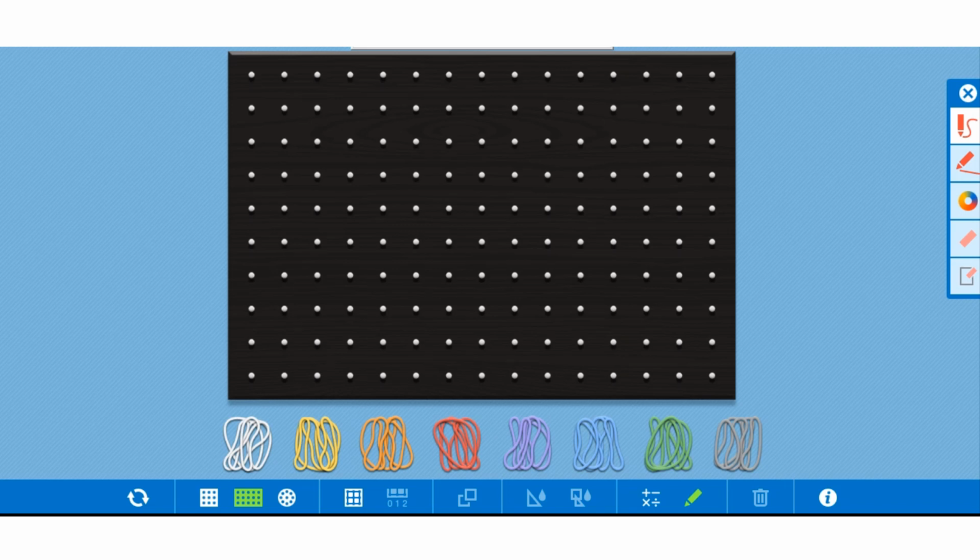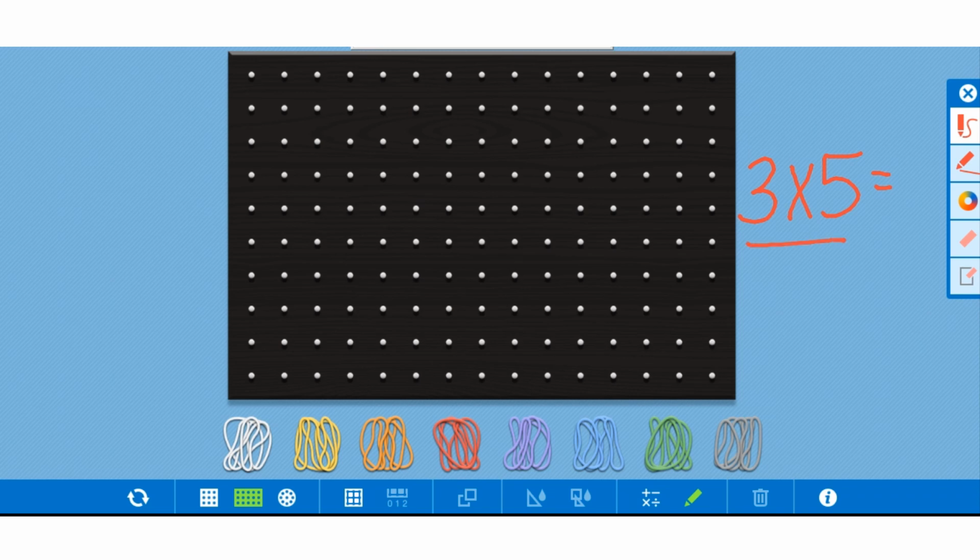Hi parents, today I'm going to be showing you how third graders use the area model to represent and solve multiplication problems. So let's say that our third graders wanted to solve 3 times 5, and they were trying to figure out what that answer was and how to represent it.